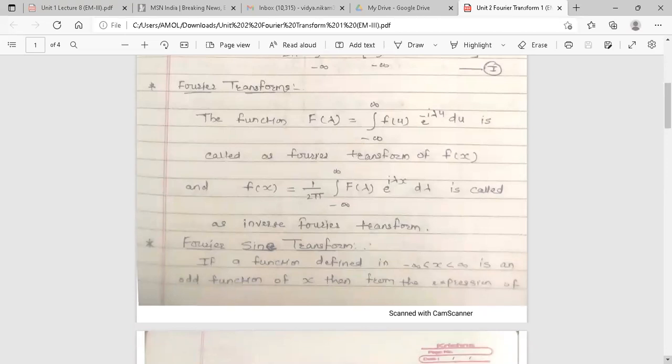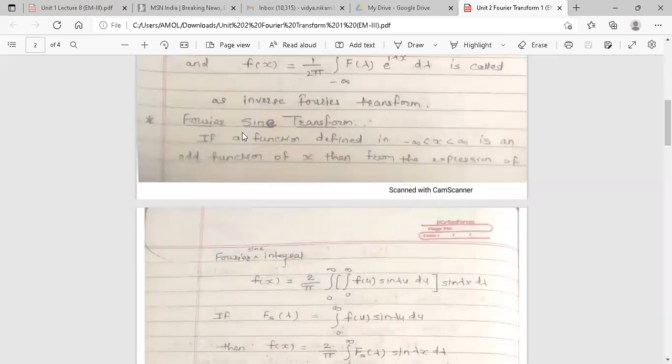And f of x is equal to 1 upon 2 pi into integration from minus infinity to infinity of F of lambda into e raised to minus i lambda x d lambda, is called the inverse Fourier transform. So this is the formula for inverse Fourier transform, and the first one is capital F of lambda, equal to integration from minus infinity to infinity of f of u into e raised to i lambda u du. This is the formula to find the Fourier transform of the function. Okay.